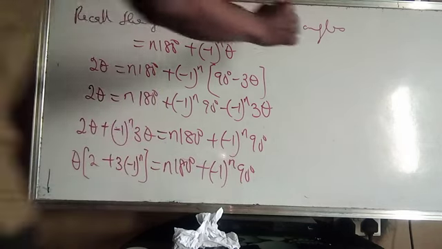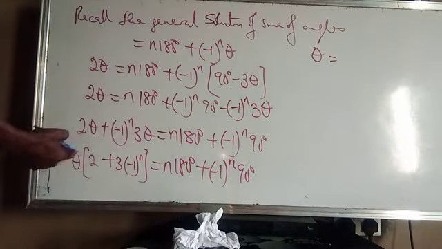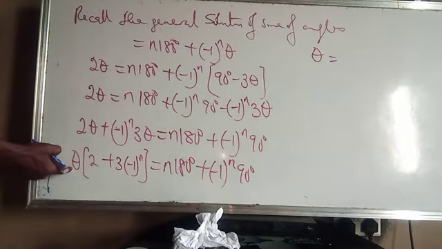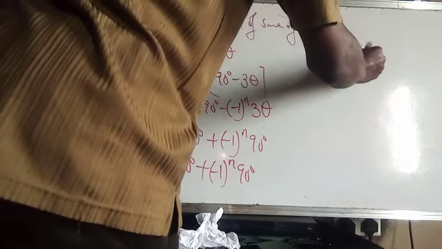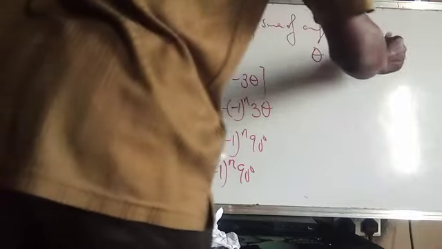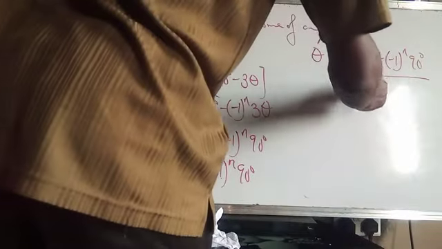So which means that this theta will be, divide both sides by the whole of this so as to get theta. To make theta the subject of the formula, it will be n 180 degrees plus minus 1 raised to power n 90 degrees all over 2 plus 3 times minus 1 raised to power n.